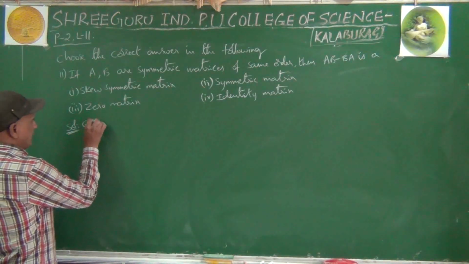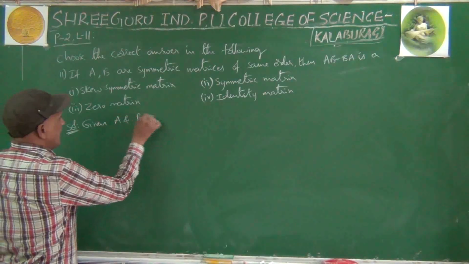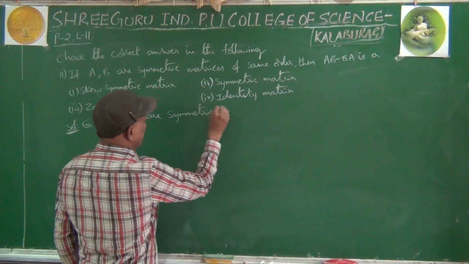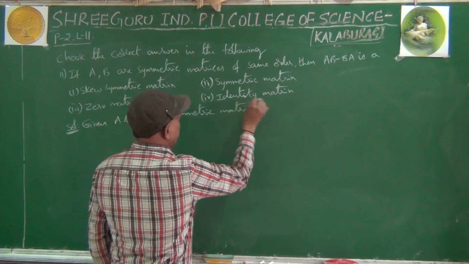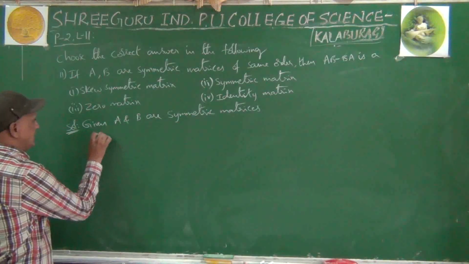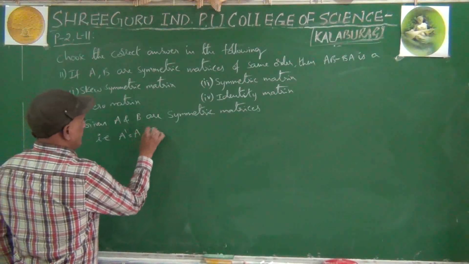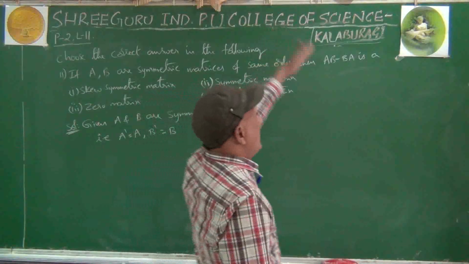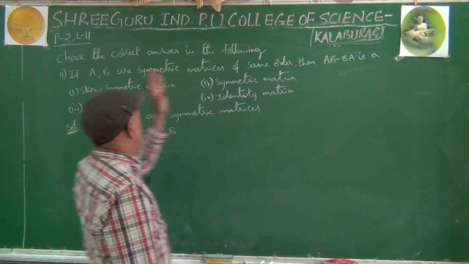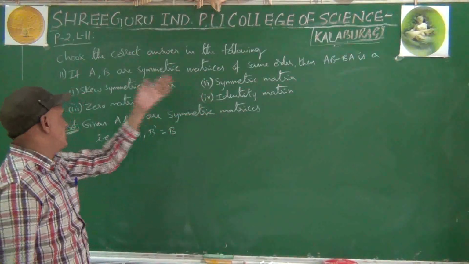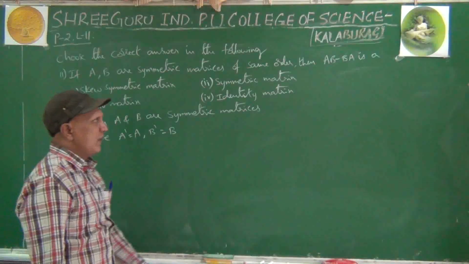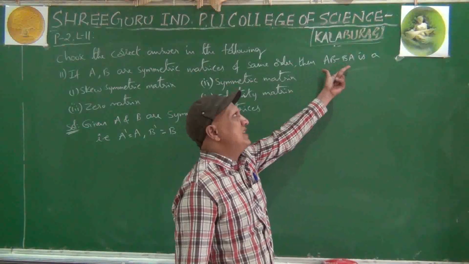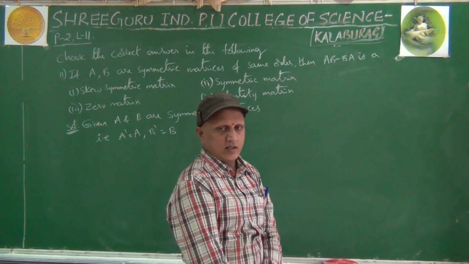Given A and B are symmetric matrices, what does it mean? A dash equals A and B dash equals B, of same order. Then AB minus BA is, whether it is a skew symmetric matrix, symmetric matrix, zero matrix or identity matrix. To find whether it is symmetric or skew symmetric, we have to find the transpose for this one.